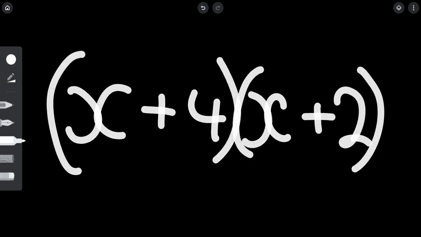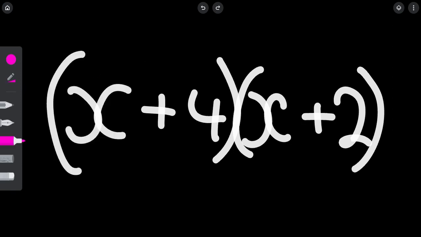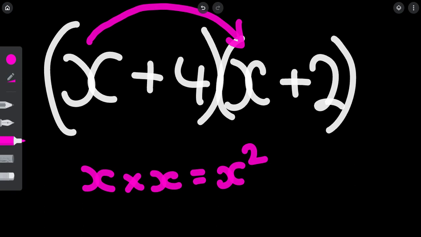So the first thing we are going to do is multiply the first term in the first brackets with the first term in the second bracket, which is going to be x times x. So I'll do that. X times x is x squared. So I'll write that down here. X times x is x squared.